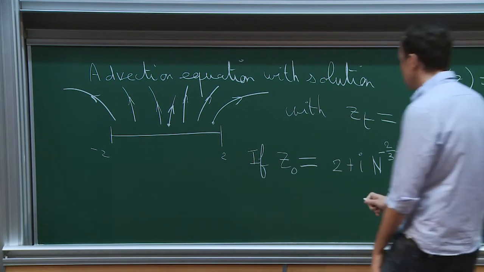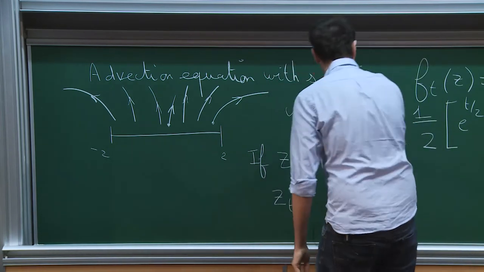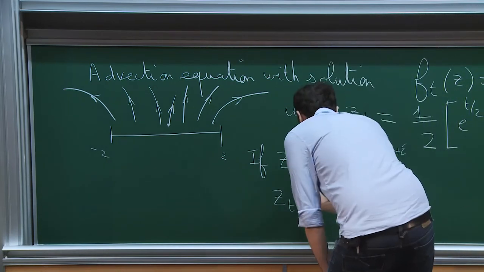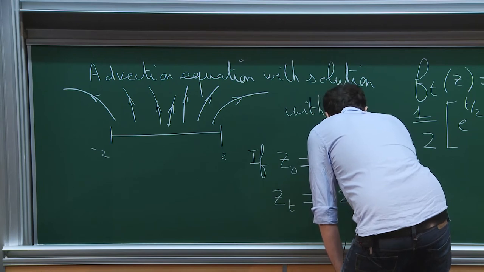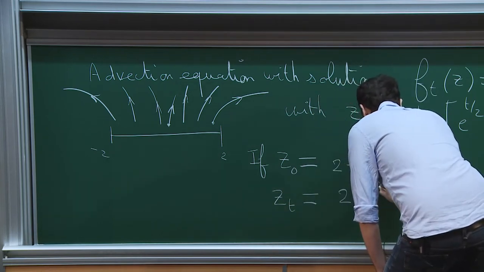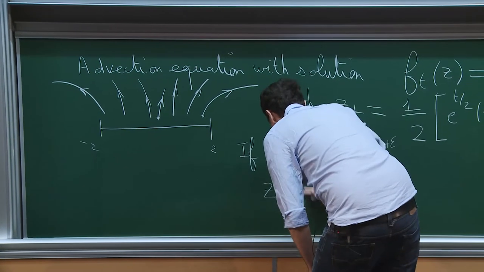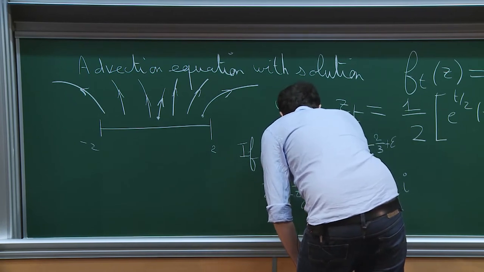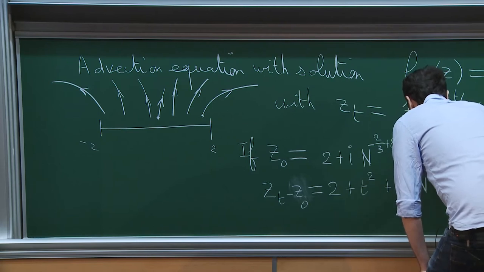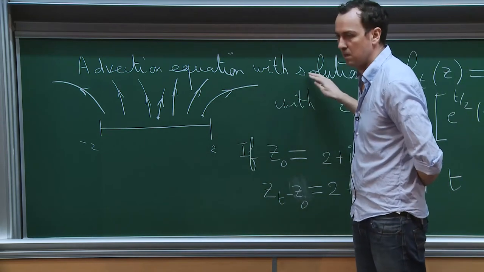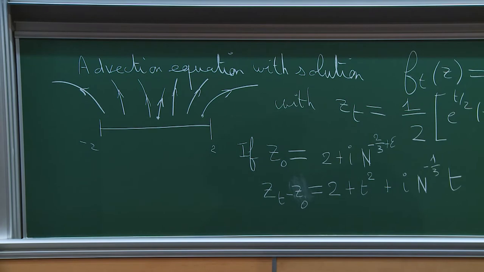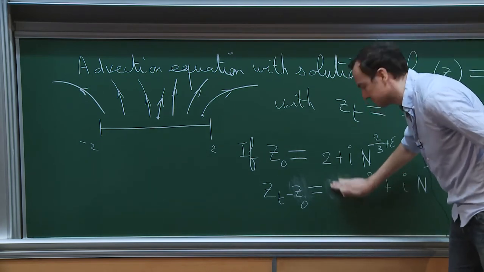And now what you will find out is that zt is the following type. If you just Taylor expand this, at first order it's going to be 2 plus t squared, plus, so that's my zt minus z0, sorry, plus I n to the minus 1/3, at second order in t, say. That's an expansion from here. So what it means is really that you have this parabolic shape at the edge. Yes, because I removed the zero, thank you. Fortunately, you're around.